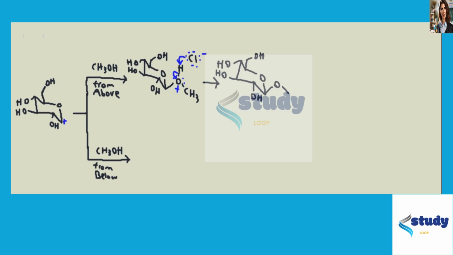But the methanol can also come from below, since it is a flat trigonal planar species. And so, really struggling to draw the ring in this orientation. So if the methanol instead comes from below, our product will be this one.